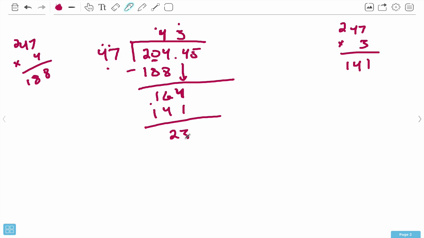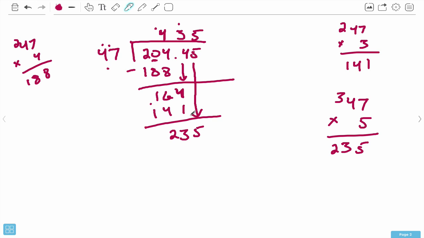And again, 47 is too big for 23. So we'll drop down the 5 and we'll make it 235. So 47 could go into 235, I believe, 5 times. Yeah. So I'll show the work over here. 47 times 5. 7 times 5 is 35. Carry the 3. 5 times 4 is 20, plus 3 is 23. So that fits just right. So 5 times 47 is 235, which leaves us with 0.